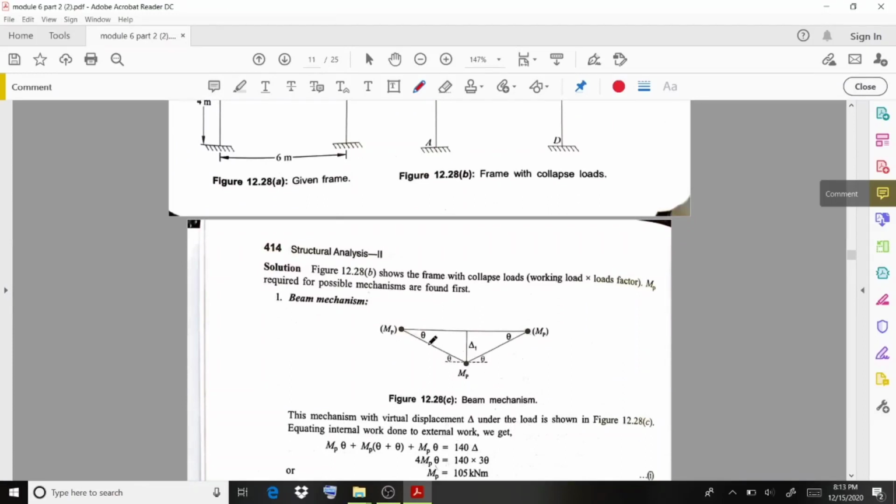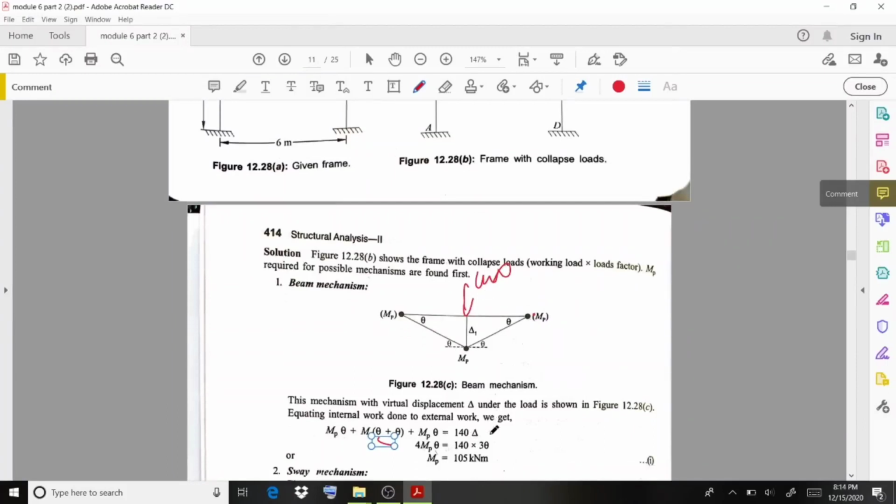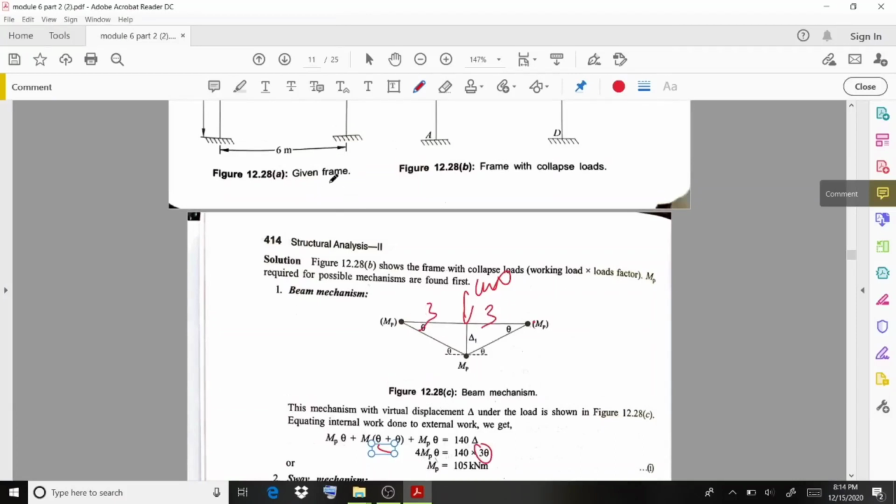So Mp theta, then Mp theta plus theta, that is shown here, then again Mp theta, and the load 140 acting here. So 140 multiplied by delta, you will get these values. And if you equate, how did you get this 3 theta value? Let us take this value, it is going to be 3 and here also 3. The span distance is 6, and this load is acting at the center point.